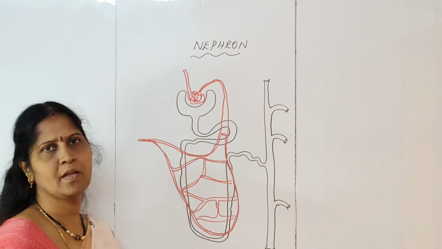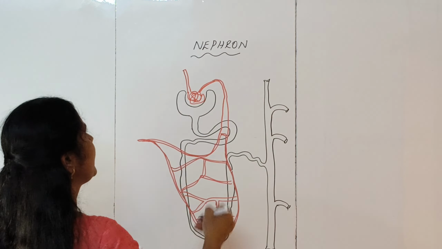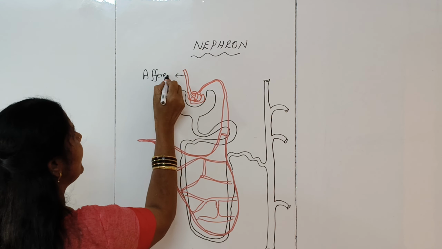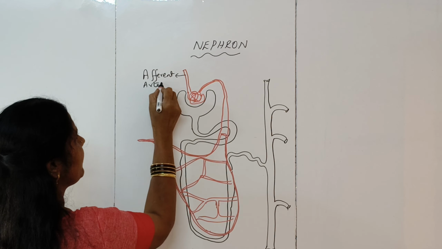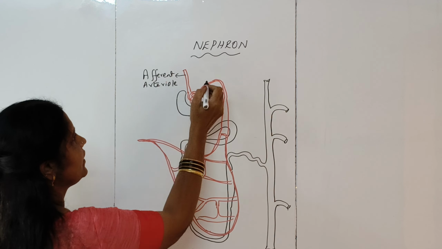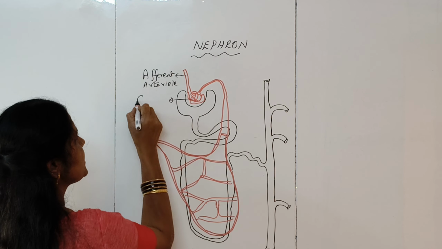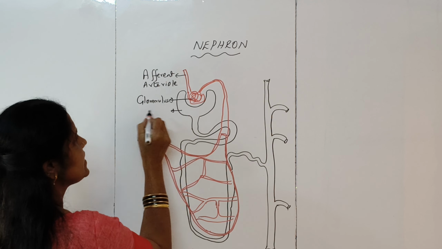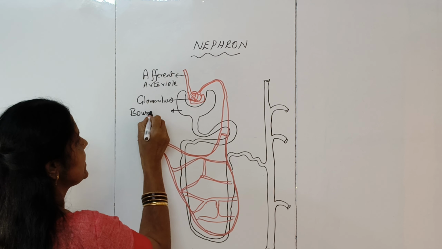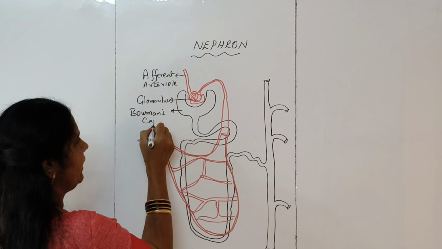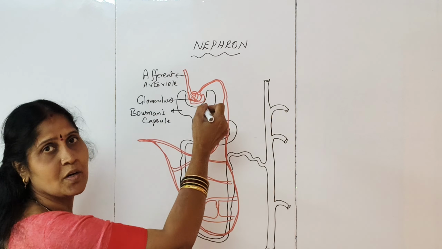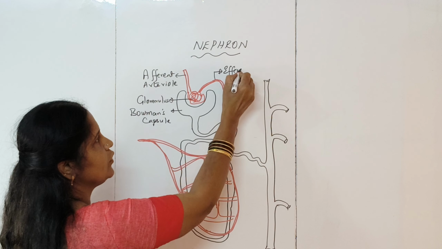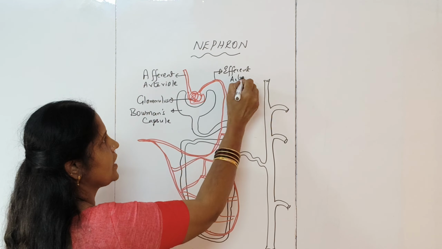So quickly you can just give the labeling also. Okay, so what are the labels? If you remember, this is the afferent arteriole. It is the afferent arteriole. So we have to remember that this diameter should be big enough. Then next we have is the glomerulus portion. This is the glomerulus. Next, this is the Bowman's capsule. It is the Bowman's capsule what we have. Next we have this structure which is the efferent arteriole. So this is the efferent arteriole. You write it as efferent arteriole.